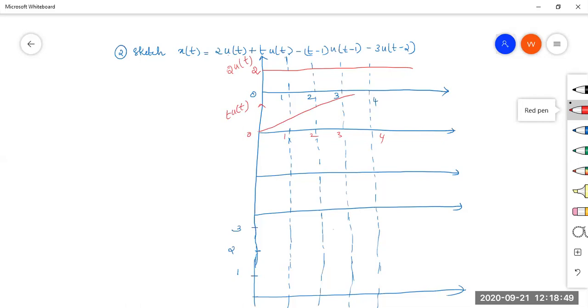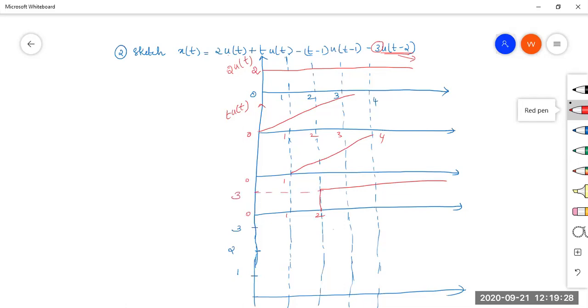Then the third signal is (t minus 1) u of t minus 1. So the signal t u of t will be shifted by 1 unit. So instead of starting at 0, this particular signal will start at t equal to 1. Now the last one is 3 into u of t minus 2. So u of t minus 2 means the unit step signal should start at 2 and the amplitude of the signal is 3. So 0, 1, 2, it will start at 2 only and the magnitude becomes 3.